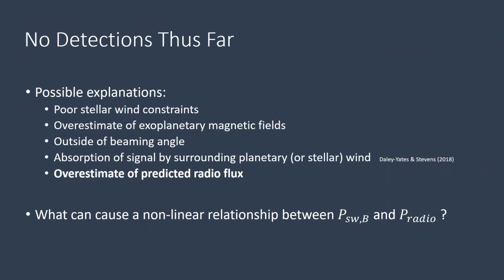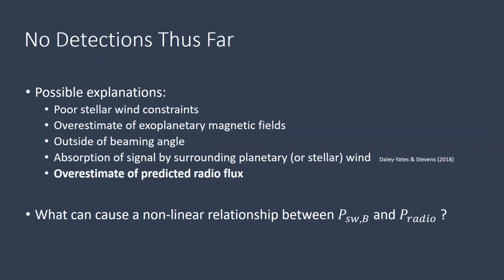There are a couple of reasons why this could be the case. It could be that we have poor solar wind constraints. It could be because we're overestimating the exoplanetary magnetic fields, or that we're outside of the beaming angle, since it's a very concentrated signal. These are all possible, but it's doubtful that they account for all of the non-detections. One interesting theory is that the signal can be absorbed by either a hot Jupiter with a very strong planetary wind or by the stellar wind. But what we want to explore is the possibility that we're simply overestimating the predicted radio flux.